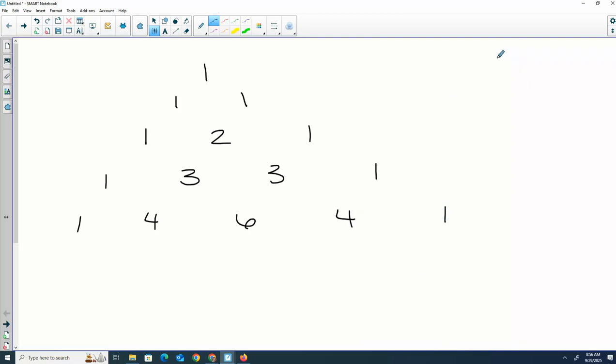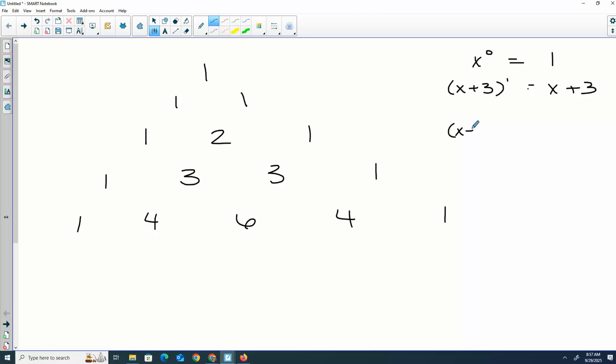So if I said x to the 0 power, the first row is like the 0 power. Anything to the 0 is 1. Second row, if I said x plus 3 to the first, you get a 1x and 1 3.